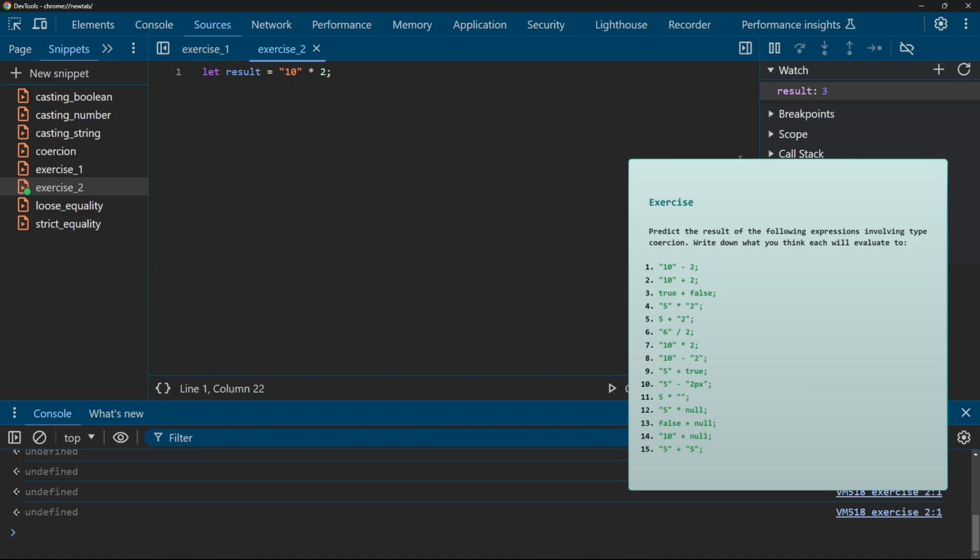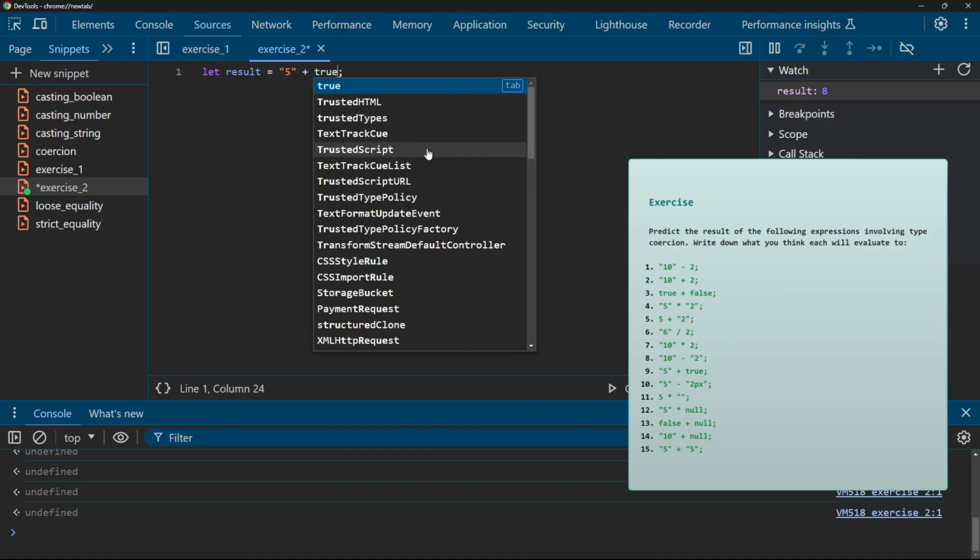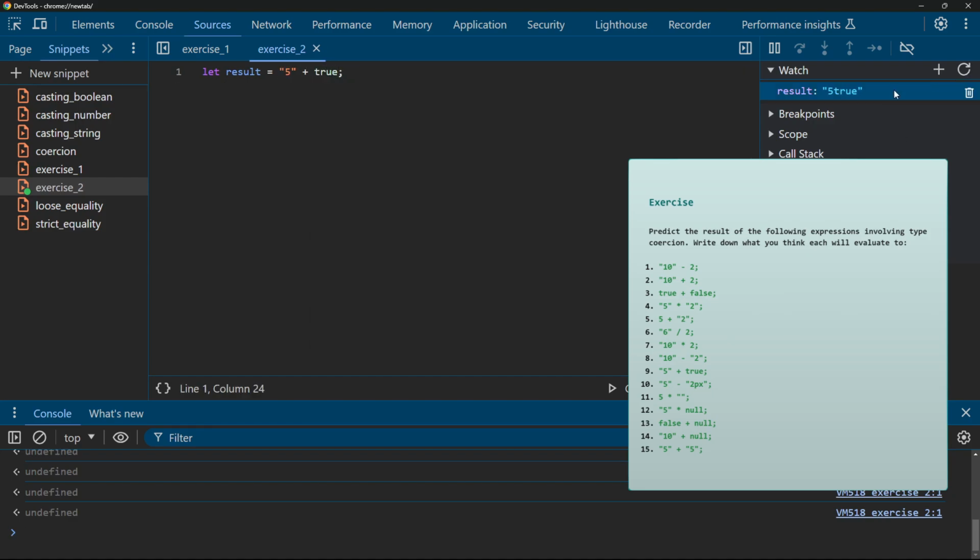String "10" times 2 is 20, because "10" is converted to a number before multiplication. Strings "10" minus "2" is 8. Both "10" and "2" are converted to numbers before subtraction. String "5" plus true is "5true", because true is converted to a string and concatenated with the string "5".